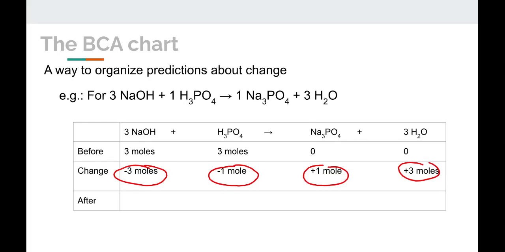So let's say we were going to react 3 moles of sodium hydroxide with 3 moles of H3PO4. We start out with no moles of either product in this reaction. After the change takes place, we're going to lose all the moles of NaOH, 3 minus 3, so there will be none left. We'll lose 1 mole of H3PO4, and so there will be 2 moles left. We will gain a mole of sodium phosphate, so there will be 1 mole of that, and we'll gain 3 moles of water, so there will be 3 moles of that after the change takes place.